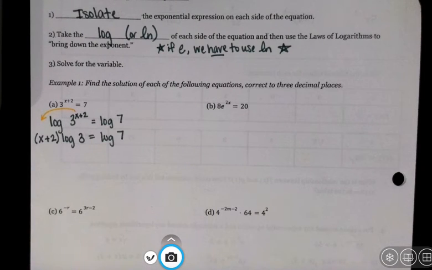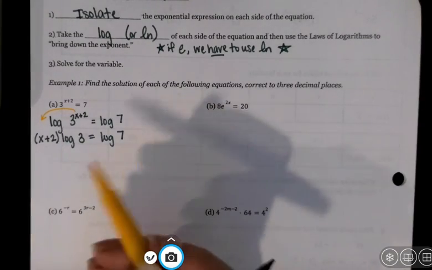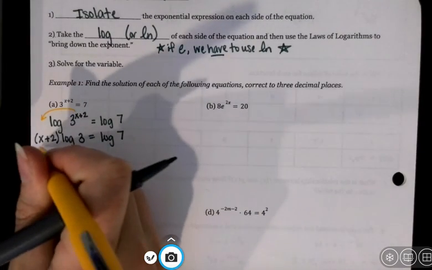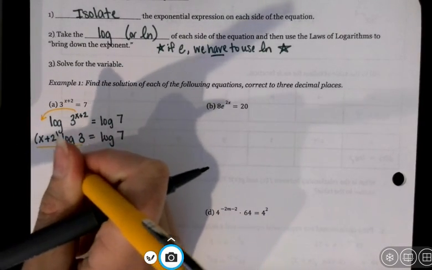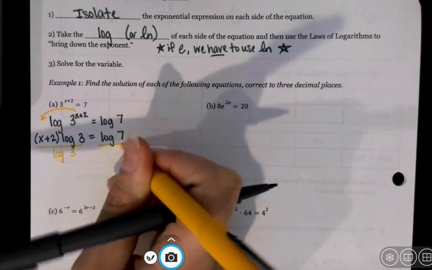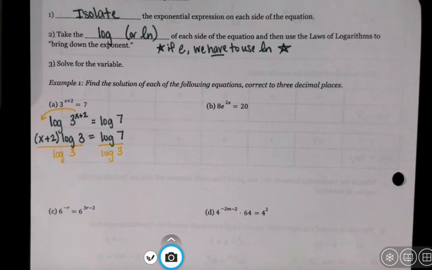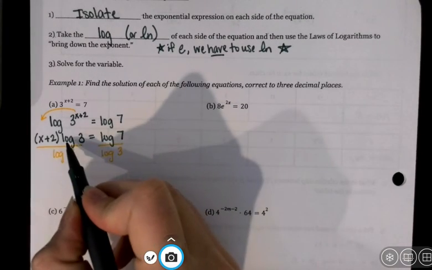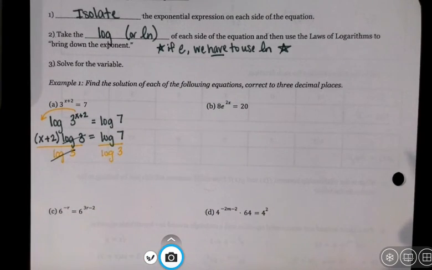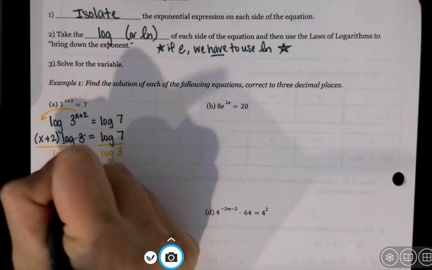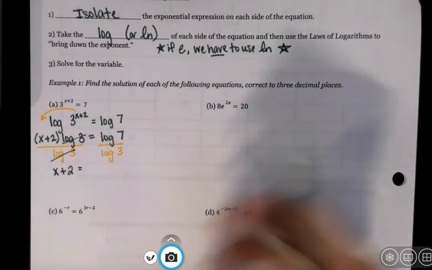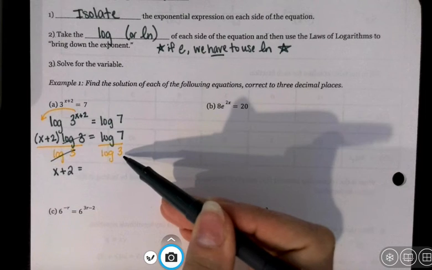So if I want to solve for x, I need to get rid of this log of 3. So I'm going to divide by log of 3 on both sides, because whatever I do to one side, I have to do to the other. Log of 3 and log of 3 will cancel each other out. So I am left with x plus 2 equals log of 7 divided by log of 3.